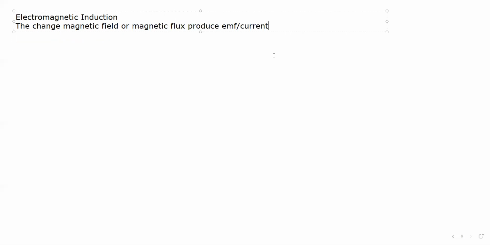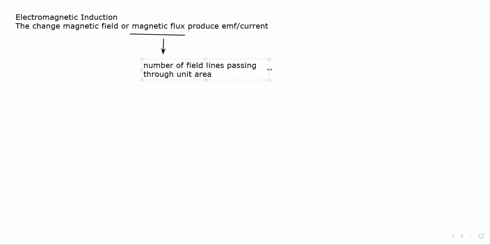Magnetic flux means how many field lines are passing through unit area. That's called magnetic flux. This term magnetic flux means the number of field lines passing through unit area. So whenever there is a change in magnetic field or a change in magnetic flux, it will produce EMF or voltage.